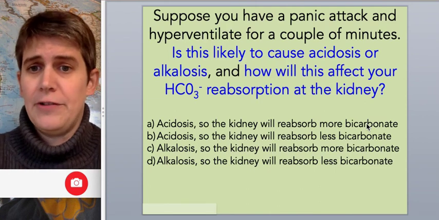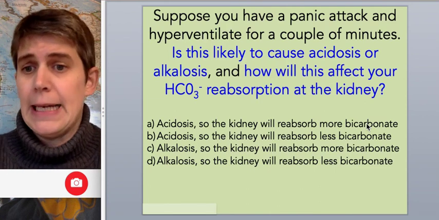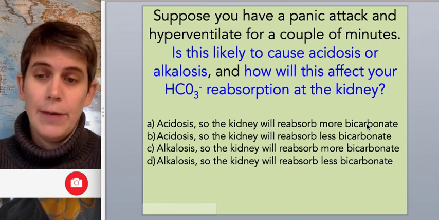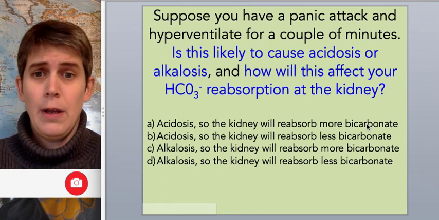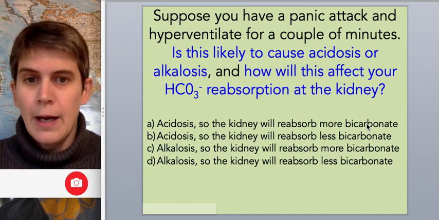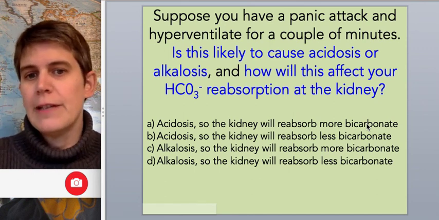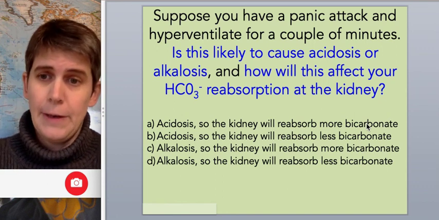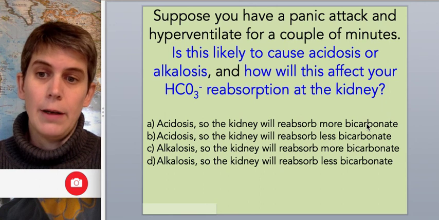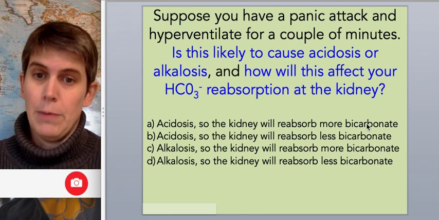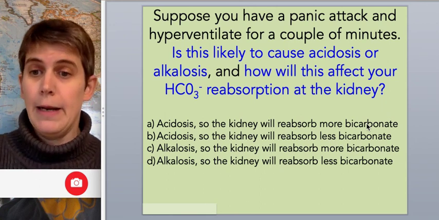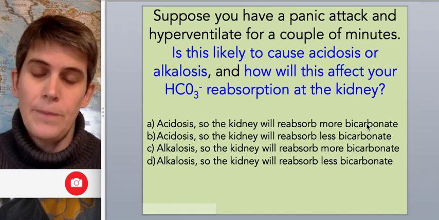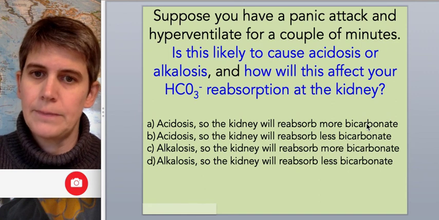All right, now maybe that made sense to you, but to see if you really understand, you have to always test yourself. So suppose you had a panic attack and you were hyperventilating. Hyperventilating means that you're breathing both faster and deeper than normal, like this. Okay? So is that likely to cause acidosis or alkalosis of your blood? And how would the kidney respond in terms of reabsorption? And remember, reabsorption means putting bicarbonate back into the blood. So pause the video and decide what you think the answer is.